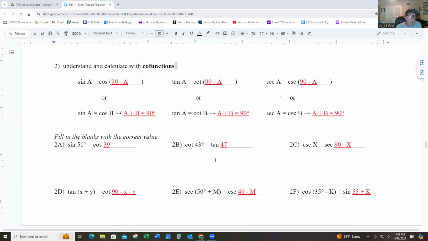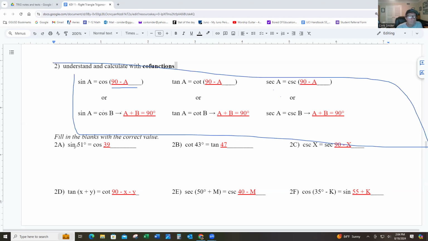Now, understand and calculate with cofunctions. No problem with cofunctions there. Just so you know, the sine of 60 is the same as the cosine of 30. It's just 90 minus. So that makes that really, really easy. And the tangent of A is the same as the cotangent of 90 minus A. Secant of A is the same as cosecant of 90 minus A. And then you got these as well. By the way, sine and cosine add up to 90. So all of these are just boilerplate stuff.